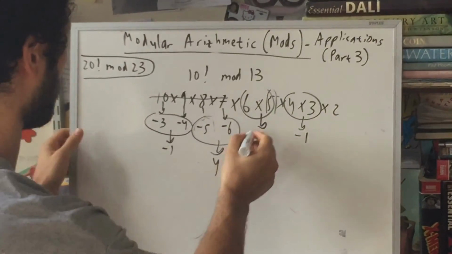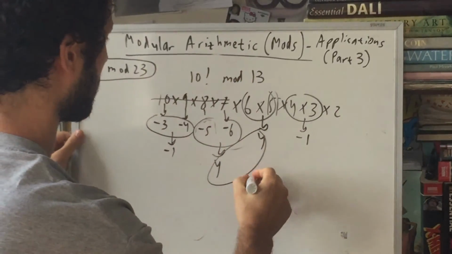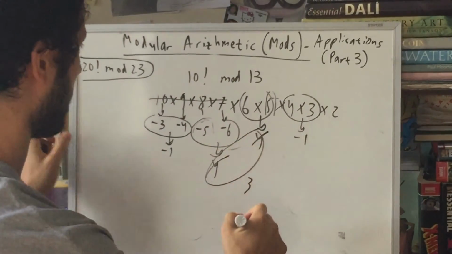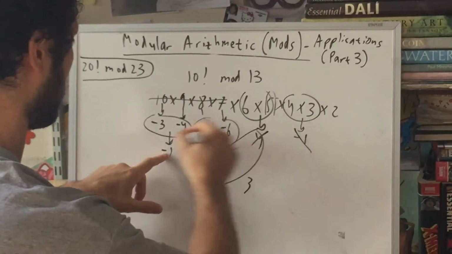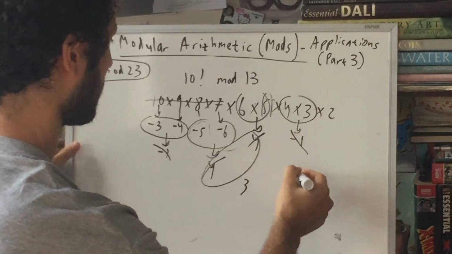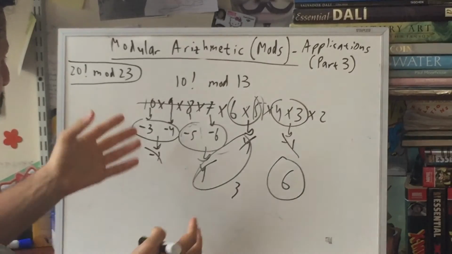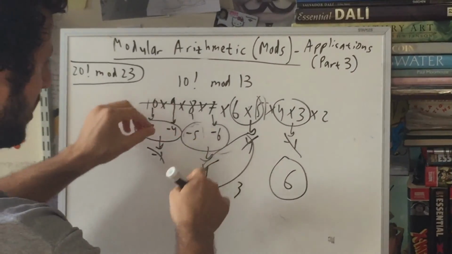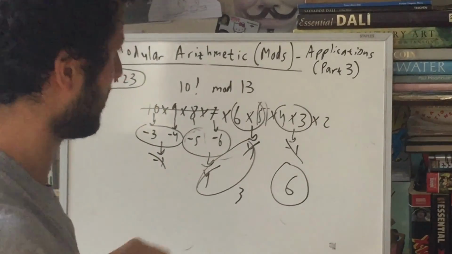Let's see, we can group these 2 4s. That's 16. 16 mod 13 is 3. So these are out. And then we just have -1 times -1, that's +1, so that's gone. And we just have a 3 times a 2, which is 6. So the answer is 6. So the idea here is just to practice building things up a little bit, breaking them down. Alright, I'll see you guys in the next video.